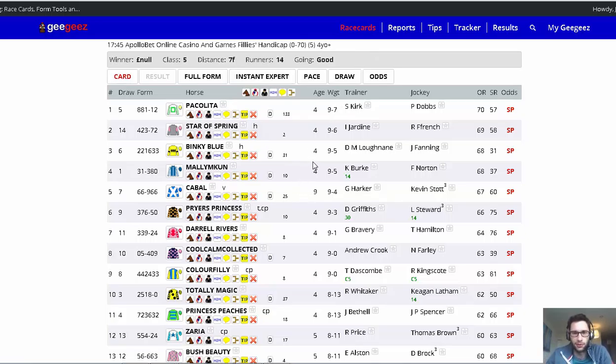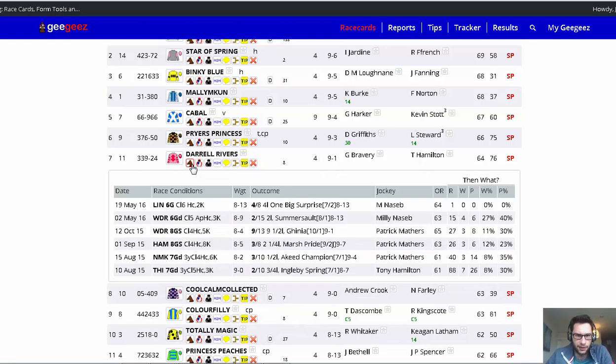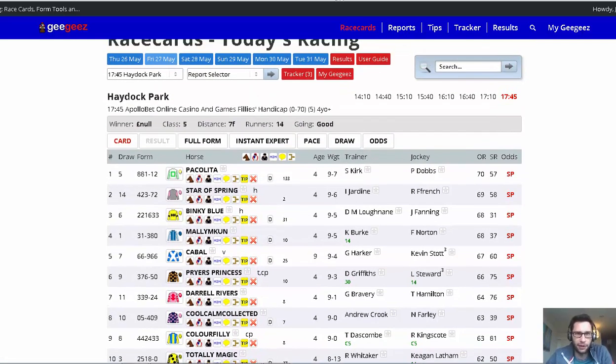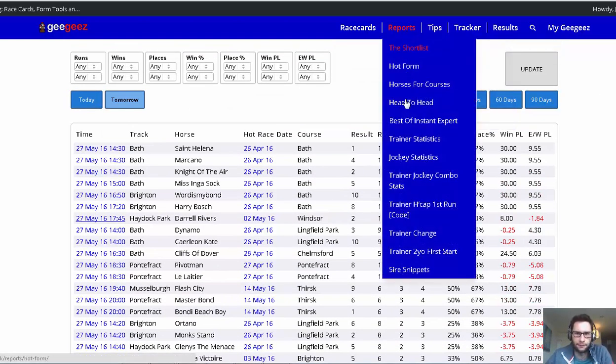So looking at Darryl Rivers here, I just want to look. So he ran at Windsor then, 2nd of May. Came second. The race has worked out well, but he's since run at Lingfield and hasn't done so well. Maybe he doesn't like the all-weather, and he might return to that form now he's back on turf. The trainer did have a winner the other night, if I recall. That might be an interesting angle in for that horse, and that race deserves a bit more attention. There's head-to-head records, and finally, I'll touch on the Sire snippets.